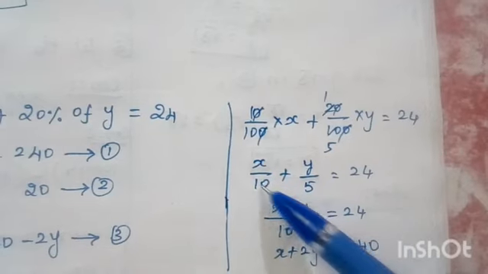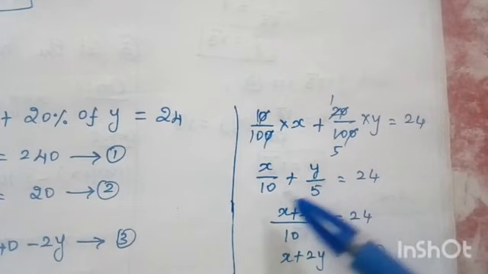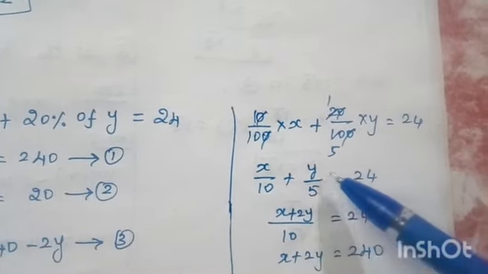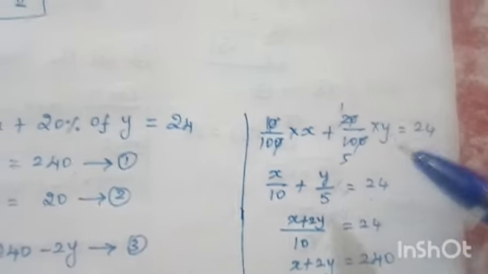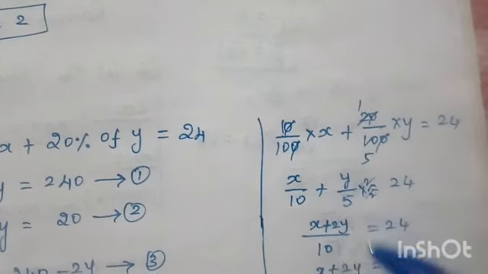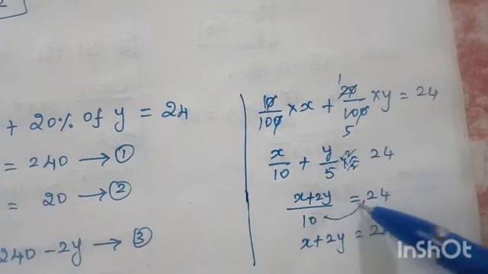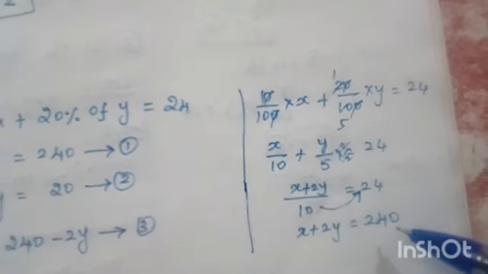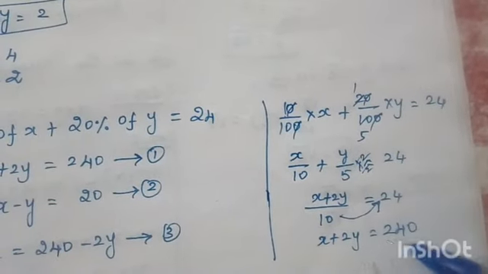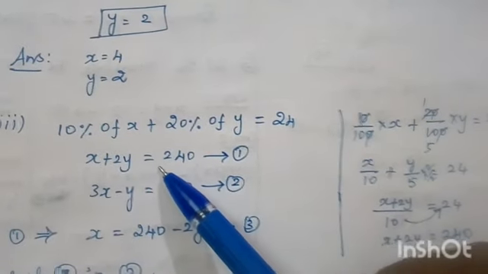This is an unlike fraction, so you have to make it a like fraction. So you have to use the LCM. The LCM of 10 and 5 is 10. So x plus, for this one to make it 10, multiply both numerator and denominator by 2. So that is 2y. So (x + 2y)/10 = 24. This 10 you multiply with the 24. So x + 2y = 240. The given equation is rewritten in this form, x + 2y = 240.